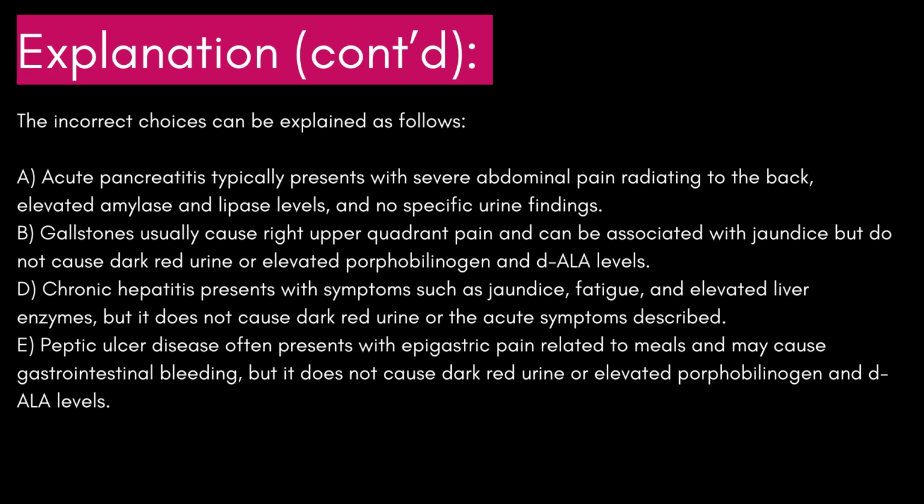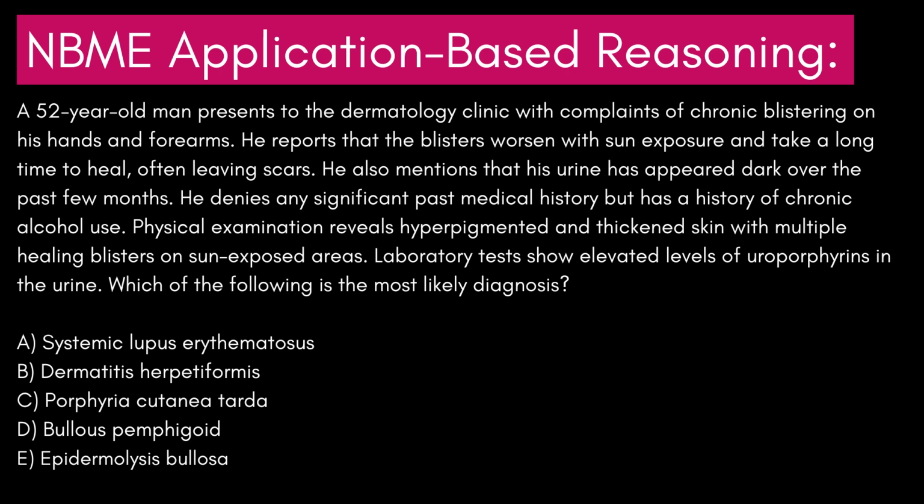All right, now that we have covered this question, let's move on to look at the next question. A 52-year-old man presents to the dermatology clinic with complaints of chronic blistering on his hands and forearms. He reports that the blisters worsen with sun exposure and take a long time to heal, often leaving scars. He also mentions that his urine has appeared dark over the past few months. He denies any significant past medical history but has a history of chronic alcohol use.